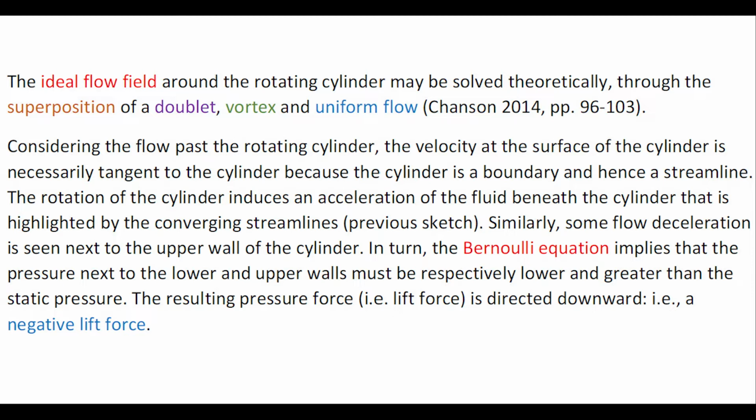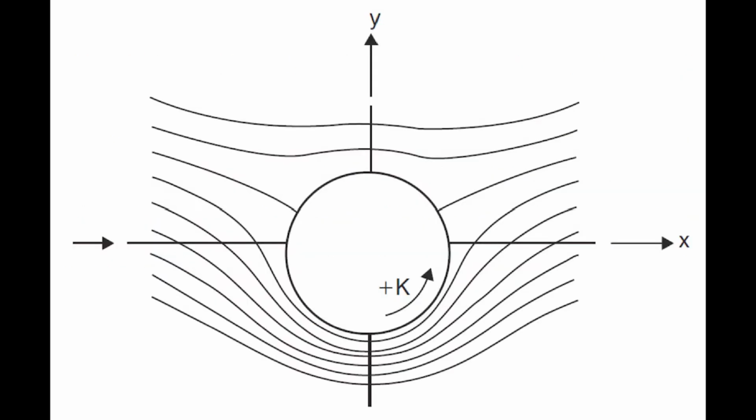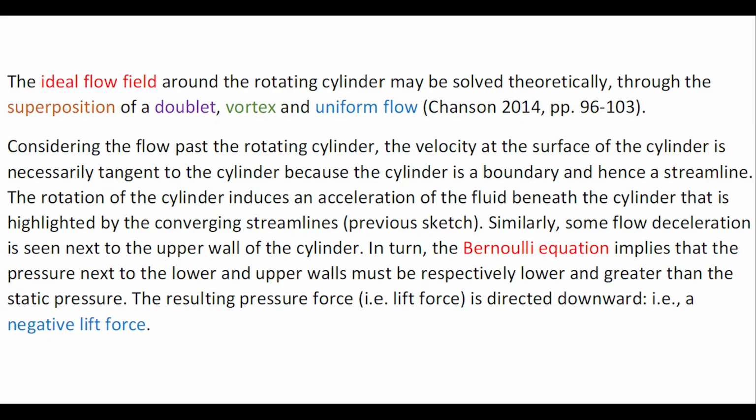Considering the flow past the rotating cylinder, the velocity at the surface of the cylinder is necessarily tangent to the cylinder because the cylinder is a boundary, hence a streamline. The rotation of the cylinder induces an acceleration of the fluid beneath the cylinder and a deceleration of the fluid in the upper part of the cylinder.